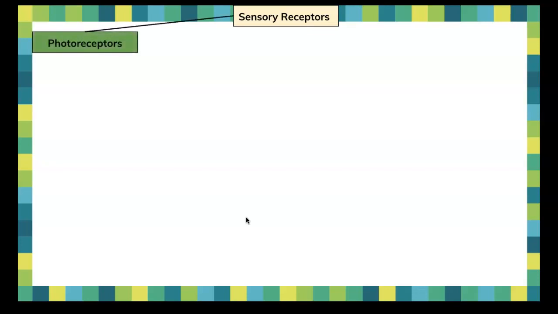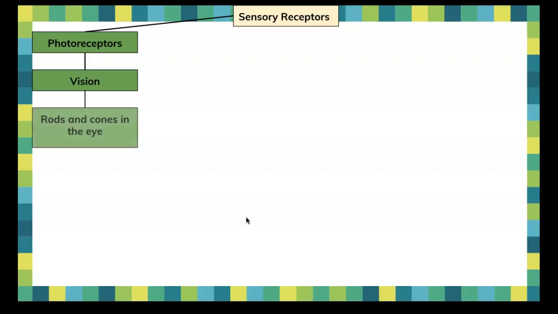So we're going to start with photoreceptors. Photoreceptors are ones that take on photons of light, so it's used for vision. The examples of photoreceptors that we have in our body are called rods and cones, and they're found in our eye, specifically on the retina in our eye.